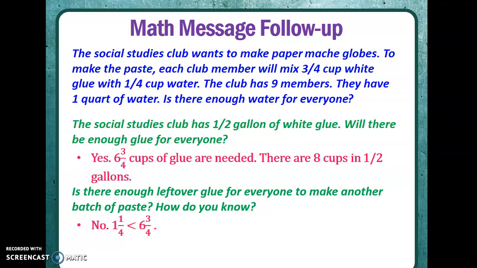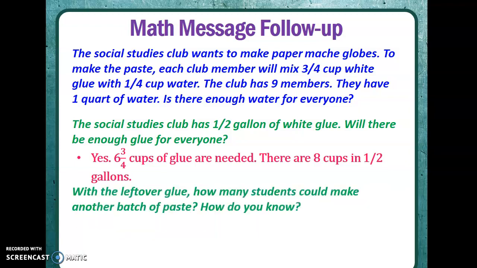The answer is no, because in order for everybody to make another batch, we would need a total of 6 3/4 cups, but we only have 1 1/4, which is less than 6 3/4. So with our leftover glue, since not all 9 members can make another batch, how many students could make another batch? And how do you know that?